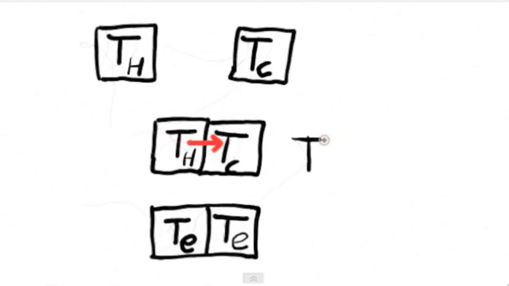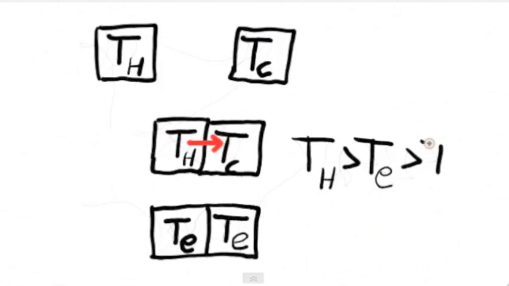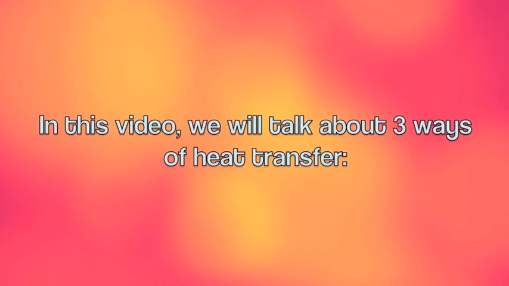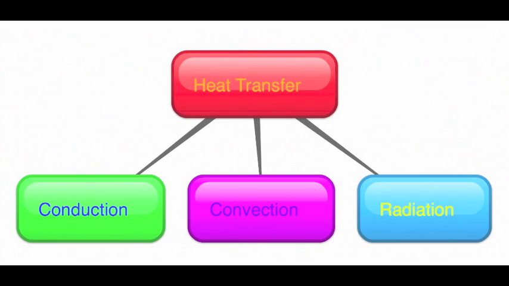The cold object gets hotter, and both reach some equilibrium temperature, which is in between the two starting temperatures. The final state, where the two objects have the same temperature, is known as thermal equilibrium. In this video, we will talk about the three ways of thermal contact: conduction, convection, and radiation.